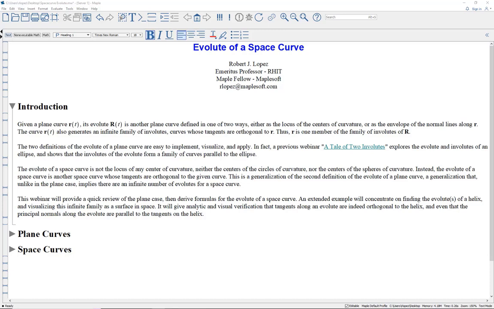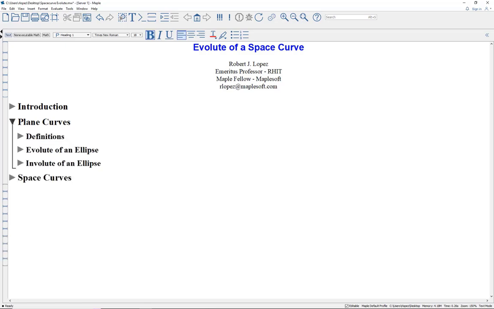So this webinar is going to look at the evolutes of a plane curve. Then it's going to find the evolutes of a helix. It's going to show what that infinite family of evolutes looks like. Now, besides the obvious depiction of the evolutes of a space curve, there's an underlying message here, and that is the utility of Maple in carrying out the calculations and the drawings that provide the aha that came at the end of these investigations that I'm going to share with you today. So let's take a look at plane curves.